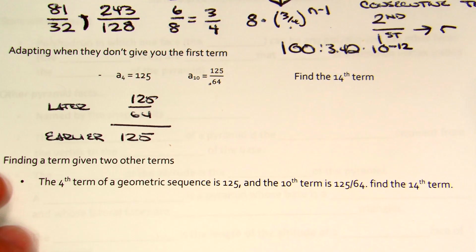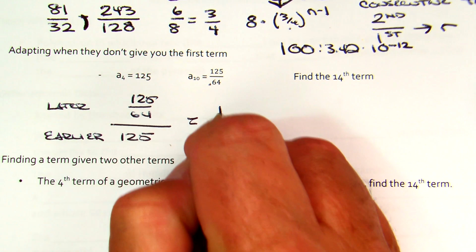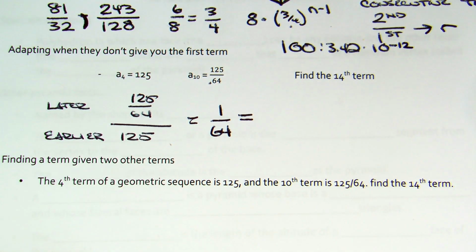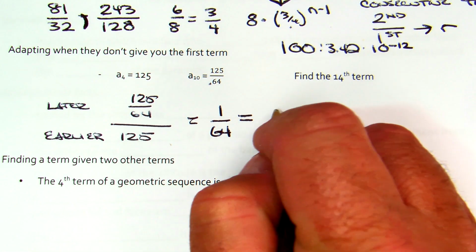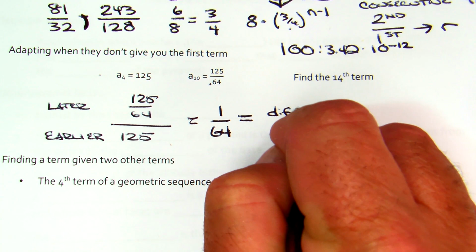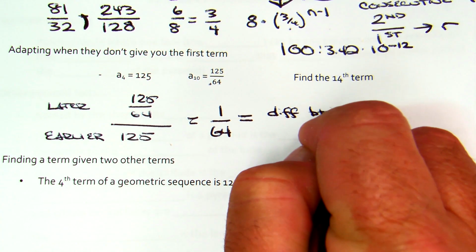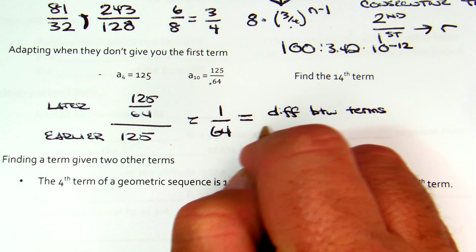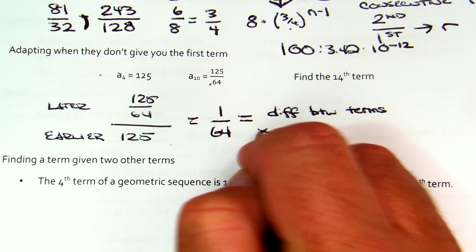All right. So that comes out to be 1 over 64. I'm then going to set that equal to the difference between the terms as an exponent of x.